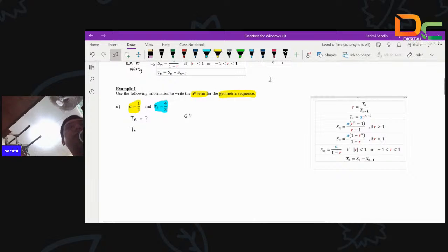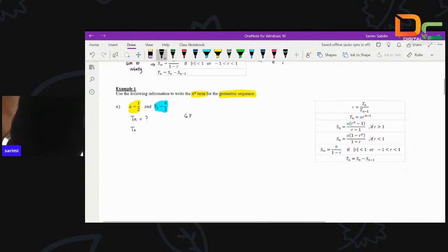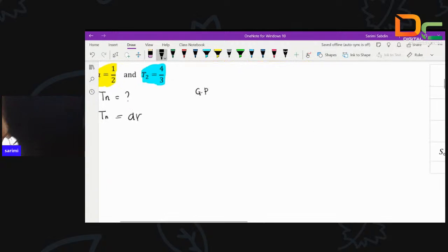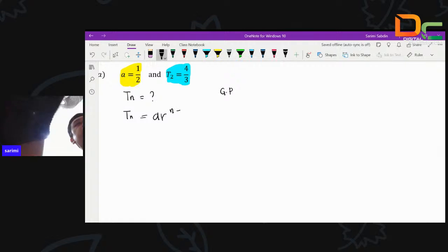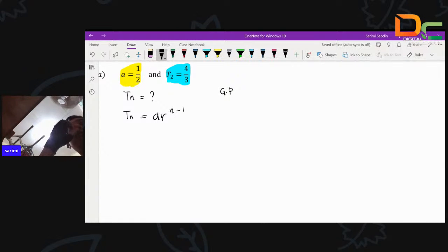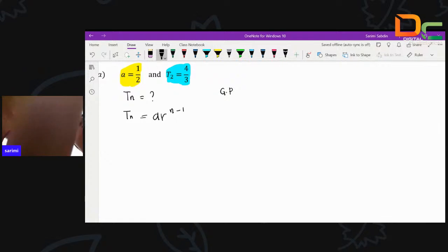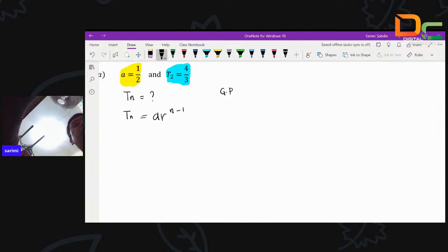So I paste it here so it's easy to see. Alright, so Tn equals ar to the power of n minus 1. That means if we want to find Tn, we need two things: we need to find a and we need to find r. For this question, we already know a is half. So one problem is settled, we know a. So we need to find r.